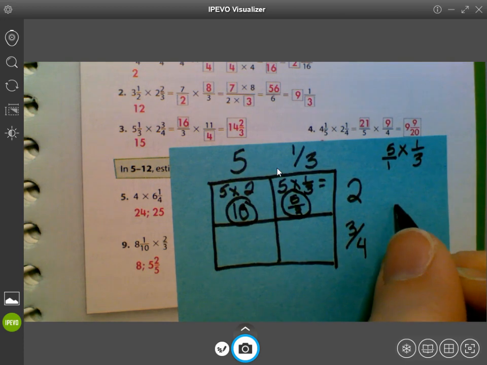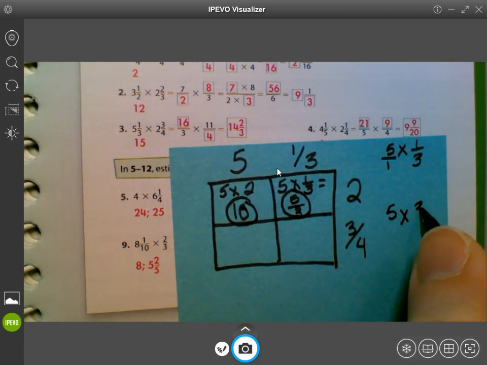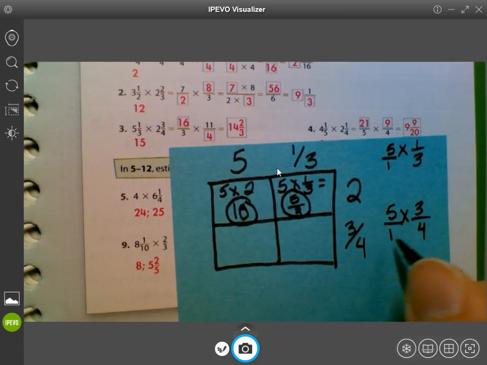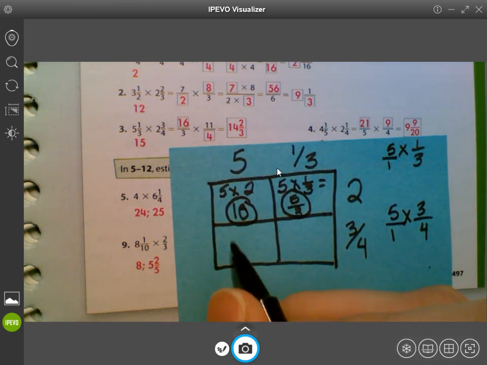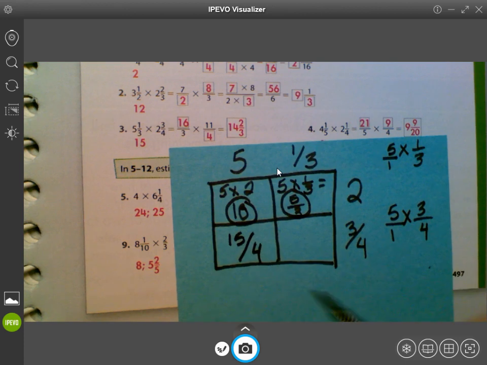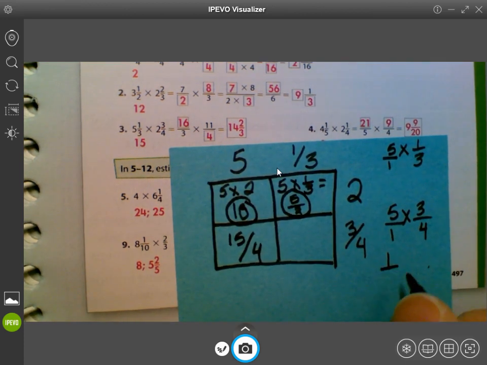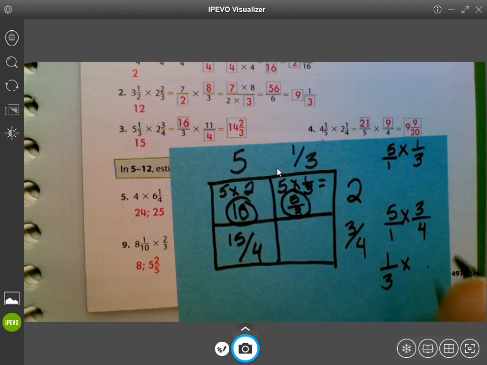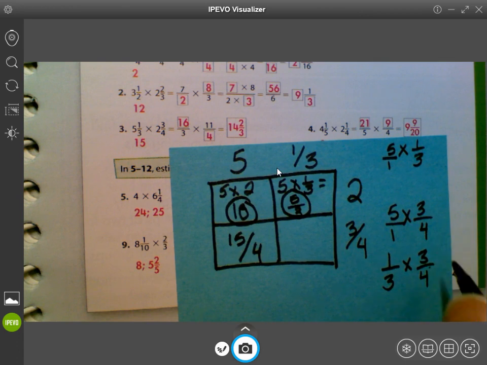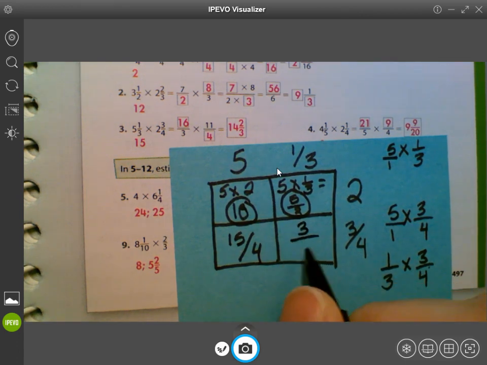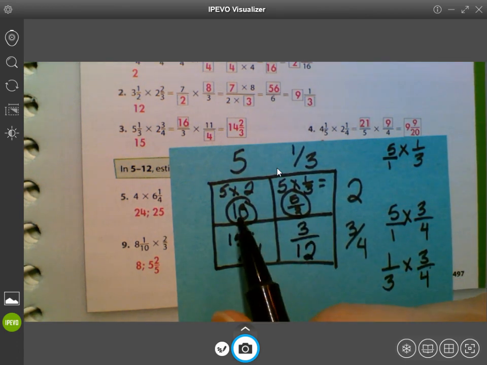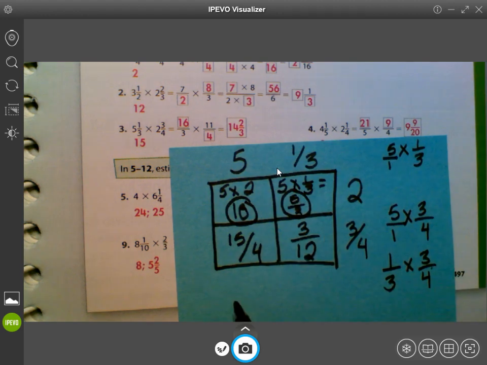Then down here, 5 times 3/4. I kind of do the same thing. 5 times 3/4 would be 15/4. So I'm just going to put that here. And then we have 1/3 times 3/4. That gets me 3/12. So now I have 10, 5/3, 15/4, and 3/12.